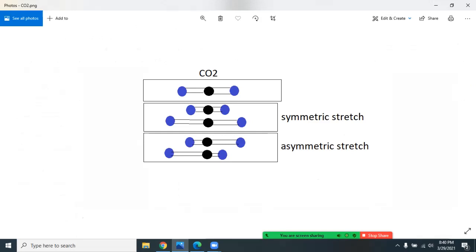There's the asymmetric stretch. I have these written down on another slide. So this frequency is maybe 1400 wave numbers. The asymmetric stretch may be 2300 wave numbers. In the asymmetric stretch, one is going out, one is going in, and then they switch. This one goes in and this one goes out. Then there are 2 more vibrational modes.